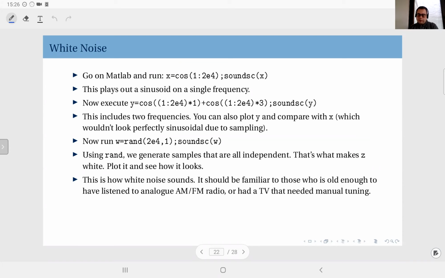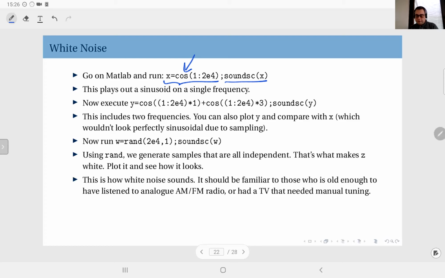I'm defining a sinusoidal signal here, and this command actually plays it out. It normalizes it in the range from -1 to 1, and then it plays it out. Since this is a single sinusoidal on one single frequency, this will be just a single tone. Just try it out, okay?